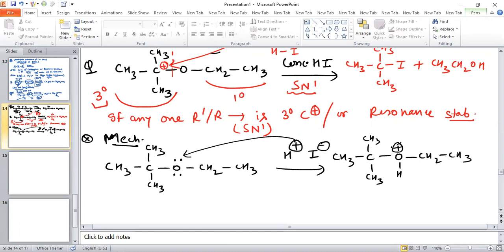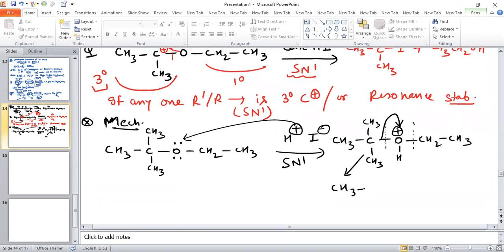Because the positive charge on oxygen is unstable, this bond will break either in this way or in this way. Because the mechanism is SN1, we are looking for the stable carbocation. So the stable carbocation is formed only when the bond breaks from this side to this side. So now positive charge is generated on the 3-degree carbocation. So it will be formed like CH3C, CH3, CH3 and positive. This is the stable carbocation.